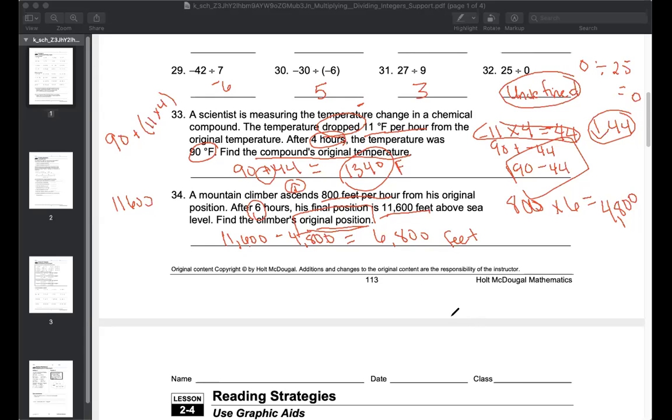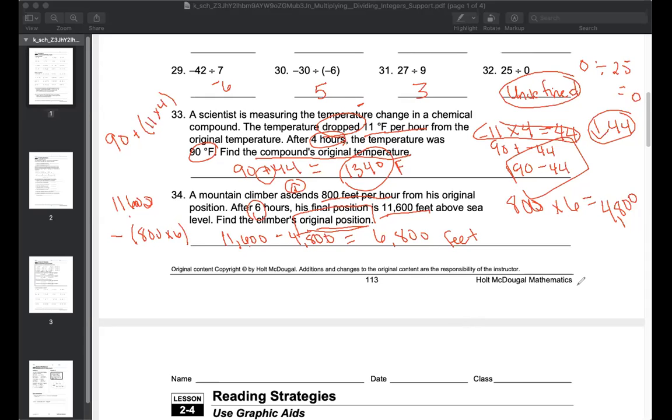That is the way that you need to do it, right? And the way to think about it, if we think about it again, like an equation, right? His final position was 11,600. So we have to subtract how much he climbed, which is 800 times 6. So he started at 6,800 feet.